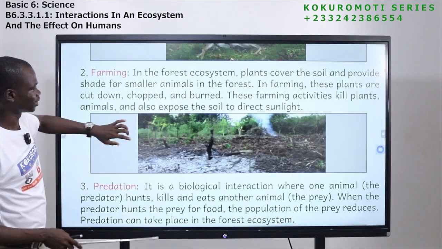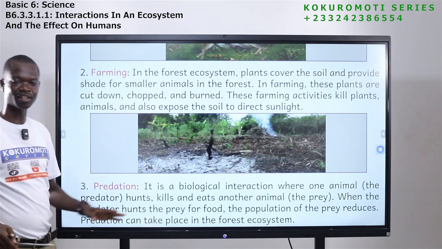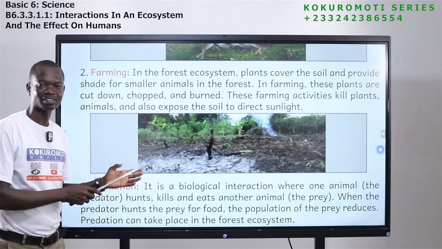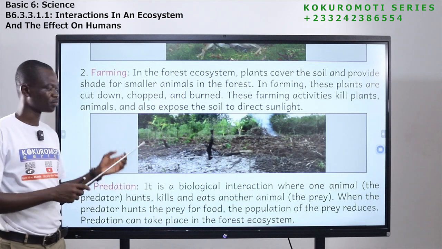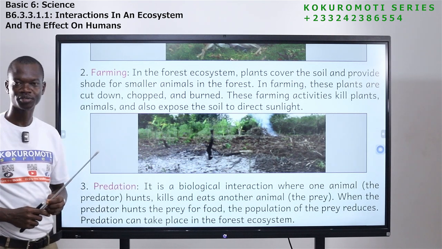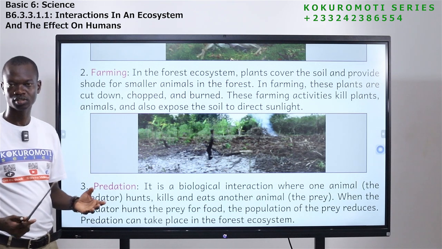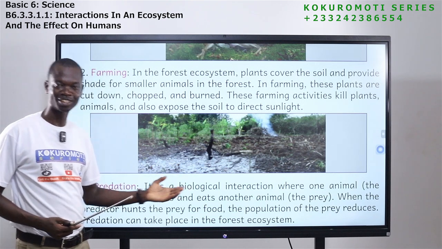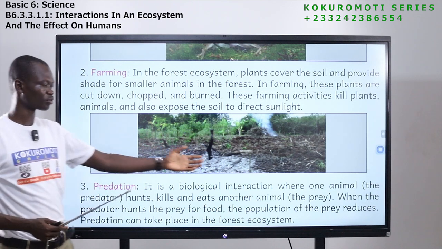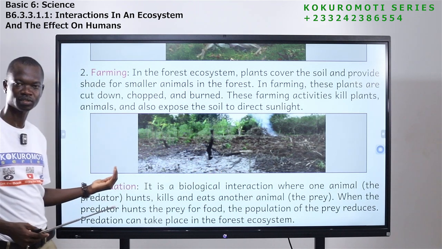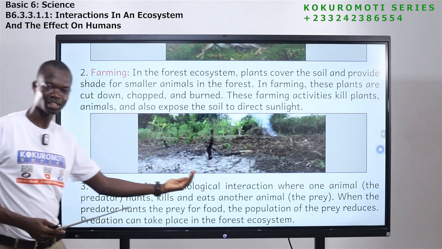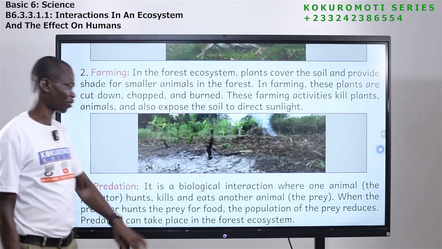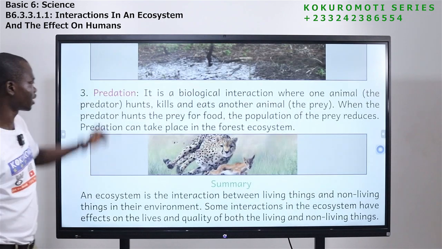And one thing that you should know is that the soil is a non-living thing, but farming activities have effects on the soil, because when the trees are cut down, the soil becomes exposed at the mercies of the sun and the weather. So anytime it rains, it washes away the soil. It carries the topsoil, and this is one of the effects. Okay, the next one is predation.